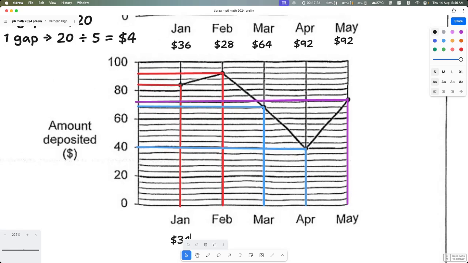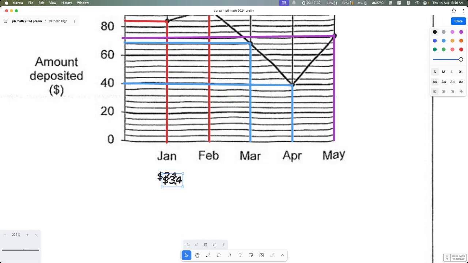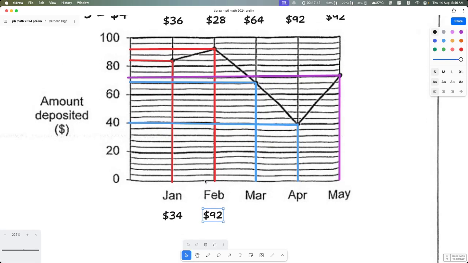For February it is 84, 88, 92. So this is $92. Then for March it is 64, 68. So this is $68. And then for April it is $40. And lastly we have May, which is 68, $72.